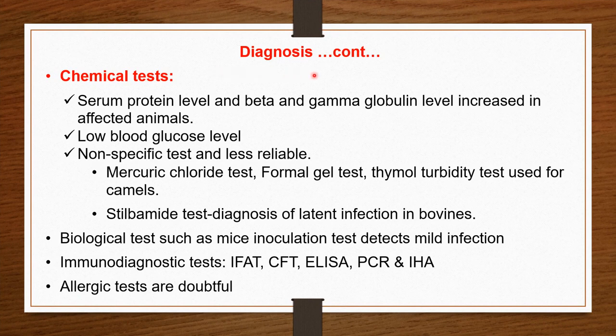In continuation of the diagnosis, certain chemical tests are also performed. Serum protein level and beta and gamma globulin level are increased in affected animals. Important is a low blood glucose level. This is because of two reasons. One is that in the diseased animal is off feed or has inappetence. So one reason is starvation or anorexia.